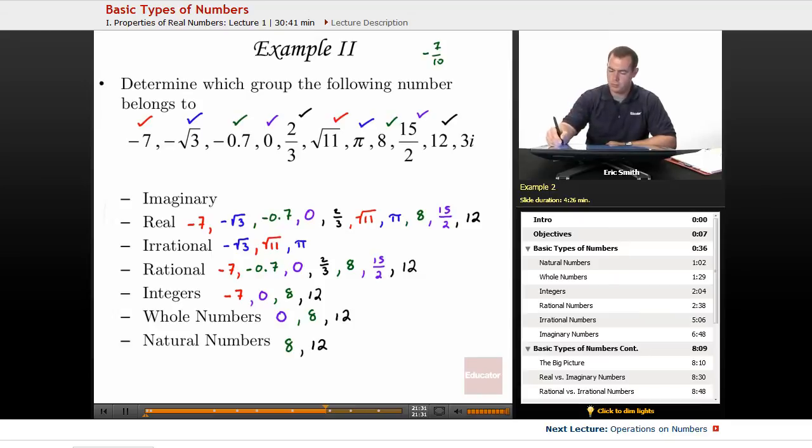Okay, just one more to do. The number 3i. Well, I had to throw in an imaginary number on my list, so I will immediately drop that into the imaginary bin. And that's all the more classifying we will do with that one, since again, imaginary numbers and real numbers are completely distinct from one another. And you'll notice that most of these categories are all types of real numbers.